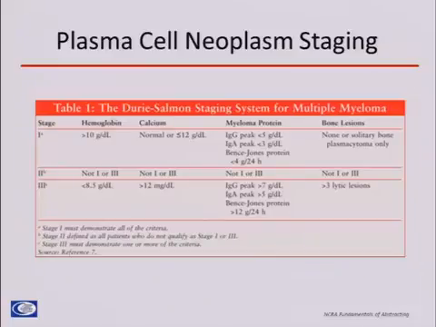And this is the Durie-Salmon staging system. And I think there's a site-specific factor for Durie-Salmon. Durie and Salmon were like pioneers of plasma cell myeloma research, including the plasma cell dyscrasias, the MGUS, and plasmacytoma and plasma cell myeloma. They're really interesting people, both of them. One's still alive. I don't think both of them are. But this is the basic staging system that's still used today.